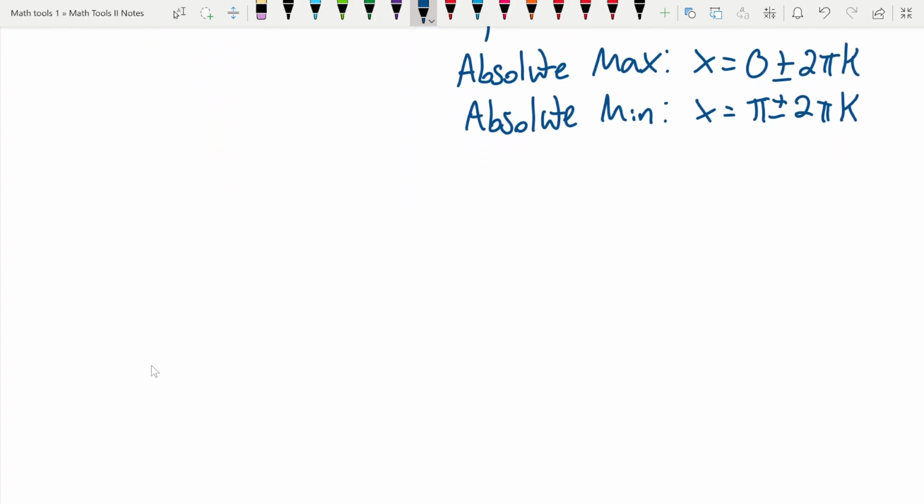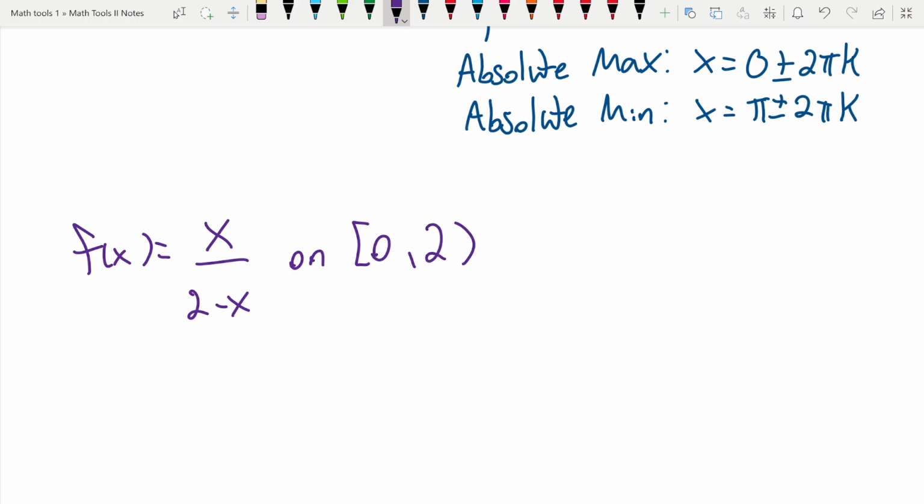Another situation we could have, if we look at f of x equals x over 2 minus x on 0 to 2. So 0 is included, 2 is not included. Namely, 2 is not even included in the domain of this function anyway. So here the extreme value theorem does not apply because it's not a closed interval, first of all. And even if it was, it's not bounded because it's going to be going off to infinity at 2.